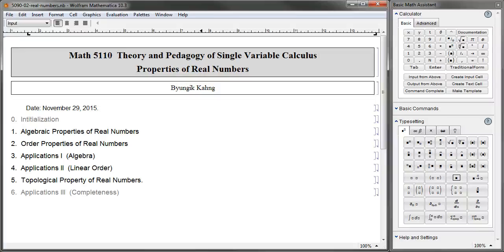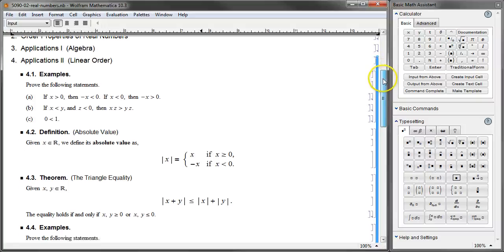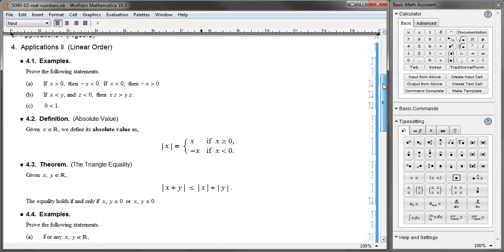Now we have one more application. This time let's talk about some applications of the order property. Here we go. Okay, here are some examples.